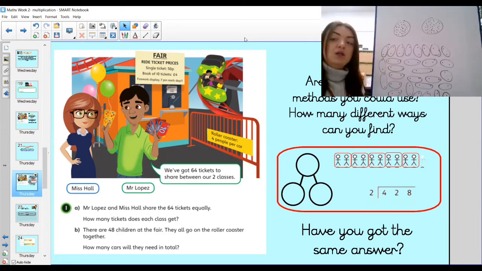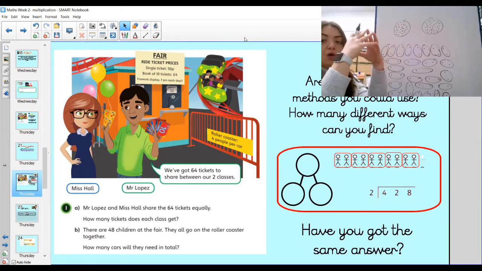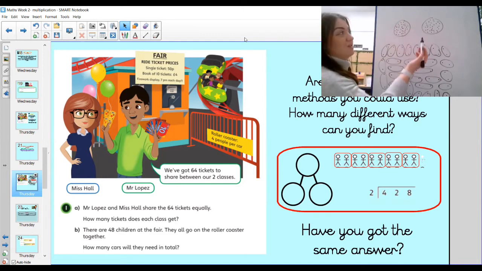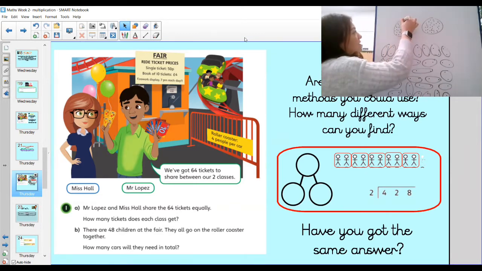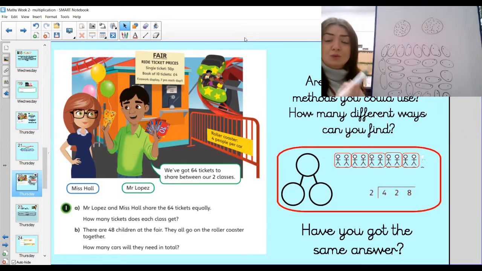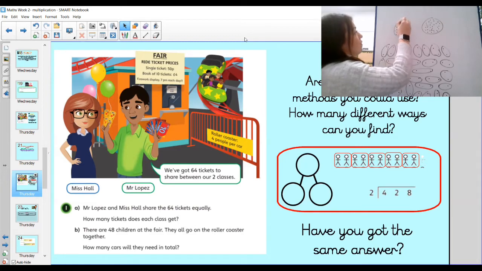I've shared those 64 tickets, those wholes, into those 2 parts, and now I just need to count how many they will get each. 1, 2, 3, and so on up to 32. This is where there is lots of scope to make little mistakes by not counting them properly or not sharing them properly. So I would refrain from doing these methods because your numbers are going to get bigger. You are not going to be able to do all of those dots, but it is still a method that you could use.